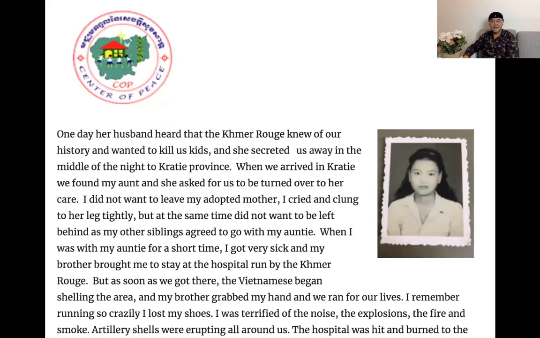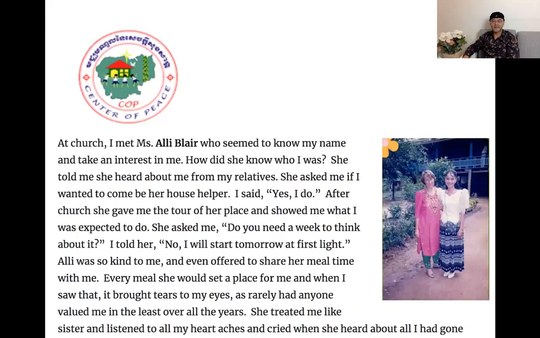So she went through the Khmer Rouge period and of course becomes an orphan. And she meets this lady, Miss Ali Blair, who seems to know my name and take an interest in me. How did she know who I was? She told me she heard about me from my relative. She asked me if I wanted to come to her house and help her. I said, yes, I do. After church, she gave me a tour of her place and showed me what I was expected to do. She asked me, do you need a week to think about it? I told her, no, I will start tomorrow at first light.